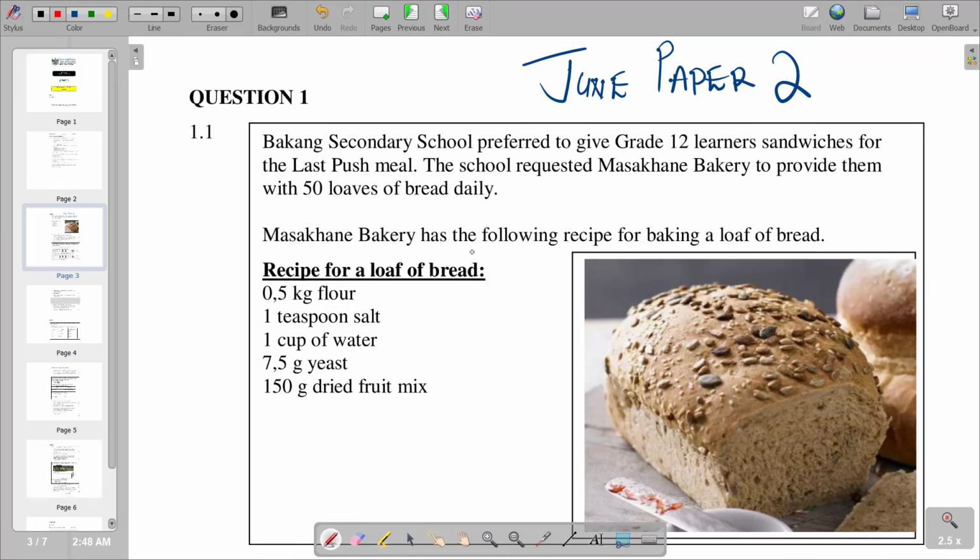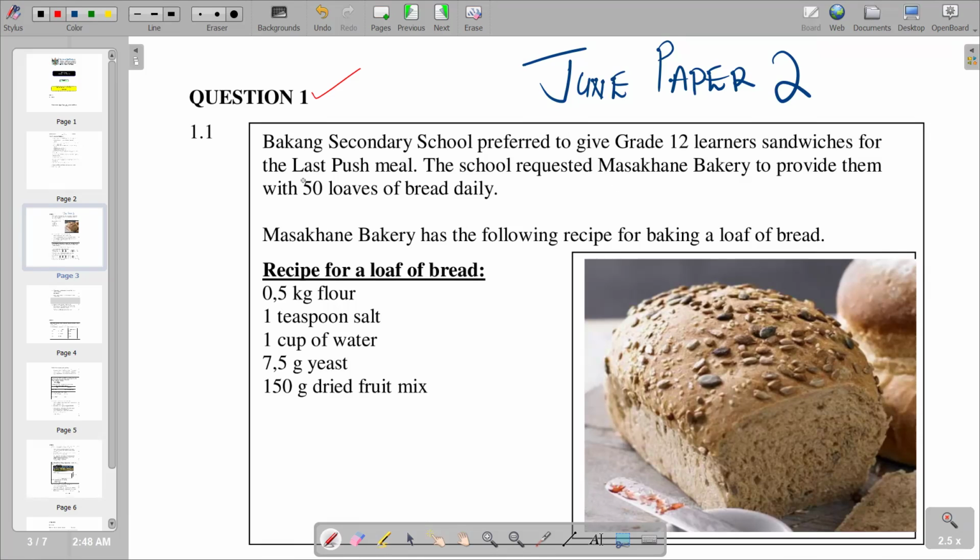Want to look at a question from June paper 2. So this is the first question of this question paper. That is a paper 2 question paper. So our question reads, Bakan Secondary School prefer to give grade 12 learners sandwiches for the last push meal.